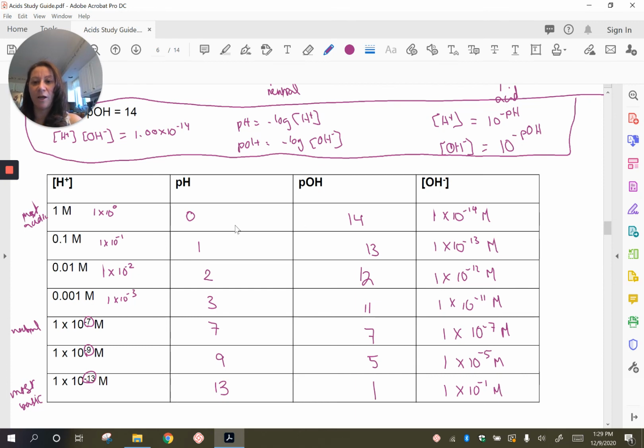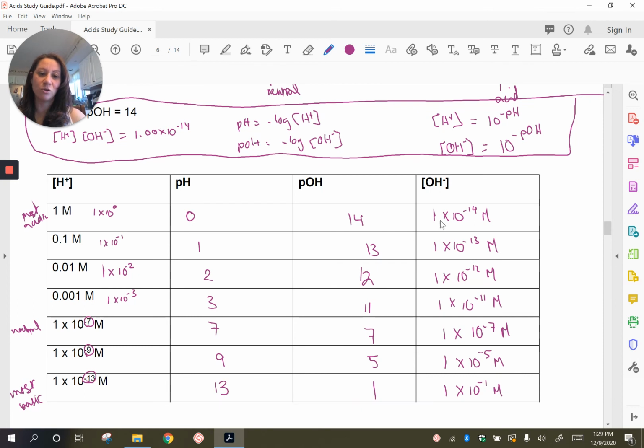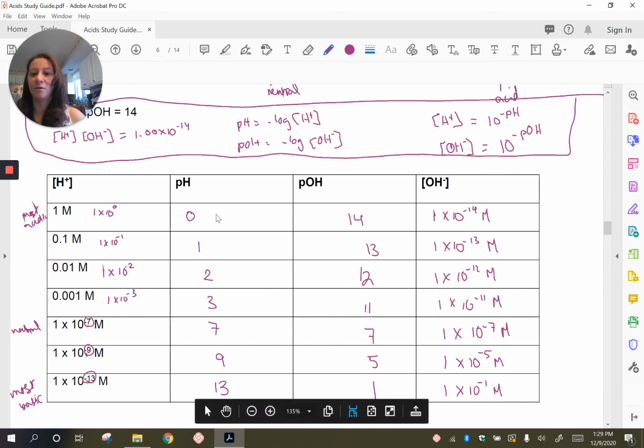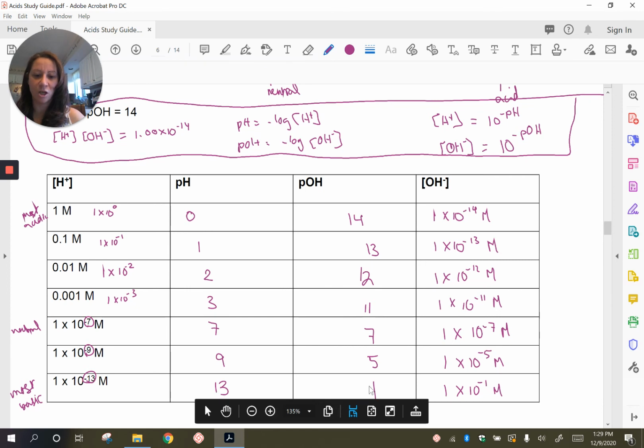Notice that if I add my pH plus my pOH, I get 14 in every case. Also notice, same thing that we noticed with the pH, a change in pOH of 1 is equivalent to a change of 10 times the concentration of the OH minus. Also note that the higher the pH, the lower the pOH. The lower the pH, the higher the pOH. So they're kind of inverse. Neutral is 7. Acidic substances have low pH, high pOH. Basic substances have high pH and low pOH.